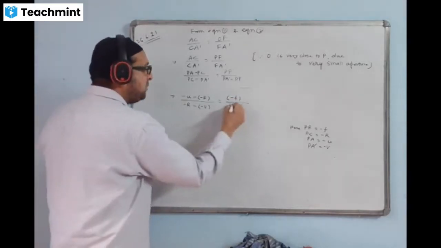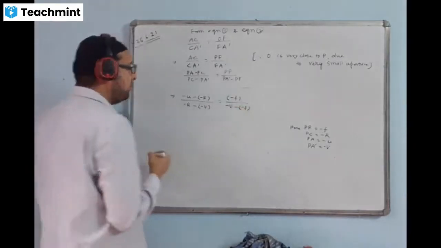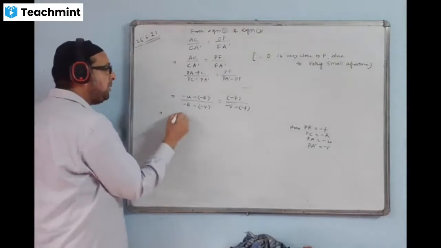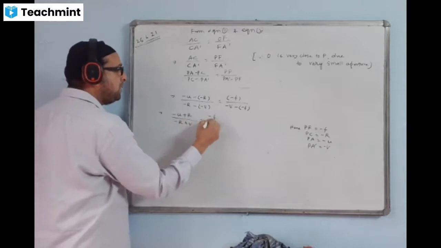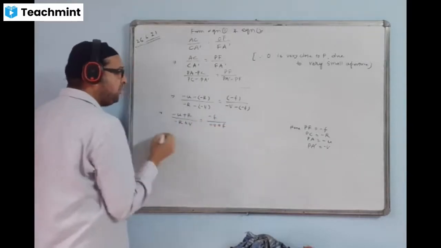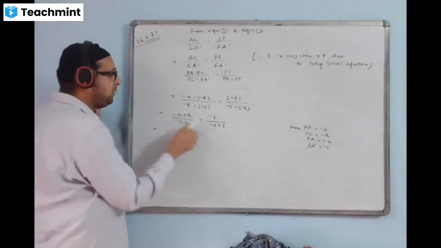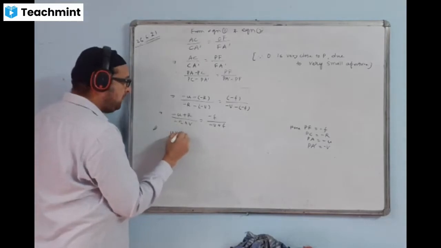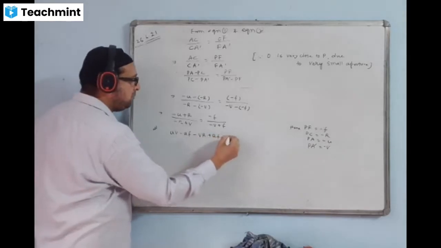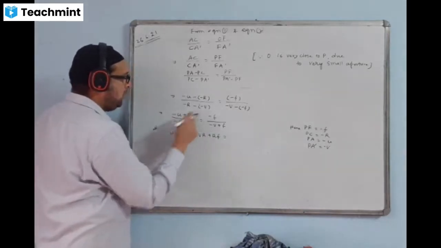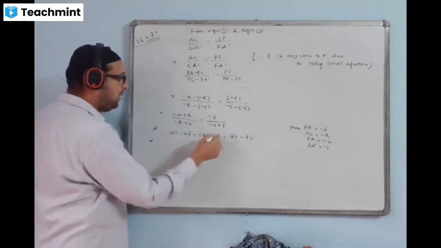PA dash is minus V minus PF, PF is minus F. I'll open bracket, you get minus U plus R minus R plus V minus F minus V plus F. Again, I will be doing cross multiplication. Minus U into this will become UV minus UF minus VR plus RF is equal to plus RF minus FV. RF cancels.